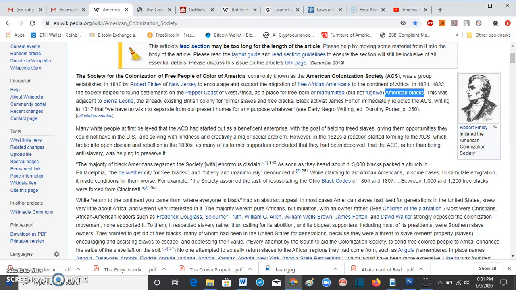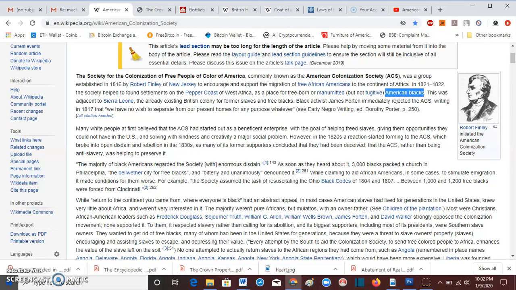To them, it respected slavery rather than calling for its abolition, and its biggest supporters, including most of its presidents, were Southern slave owners. They wanted to get rid of free blacks. What they're trying to do now? Send your ass to Ghana, right? You think you're from Ghana, huh? Can you pick up the phone and call a relative in Ghana right now?